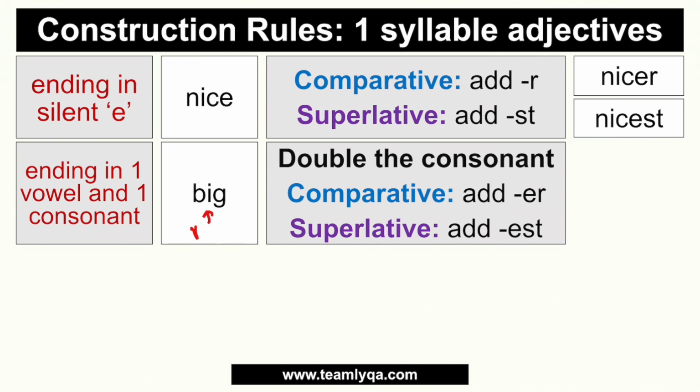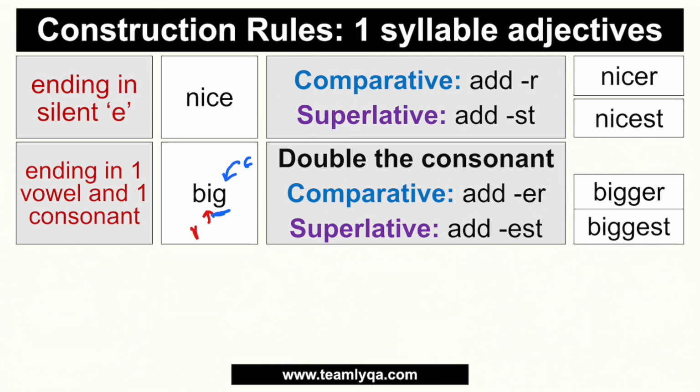And yung isang consonant niya, which is yung G. Ito yung consonant. So, how do we turn this into yung kanyang comparative form? Again, you just double the G, which is the last letter, and then you add ER. So, ang kanyang comparative ay bigger. Pero, dalawa ang G. And yung superlative would be biggest. Dalawa again ang G. Bakit? Kasi it ends with one vowel and one consonant.